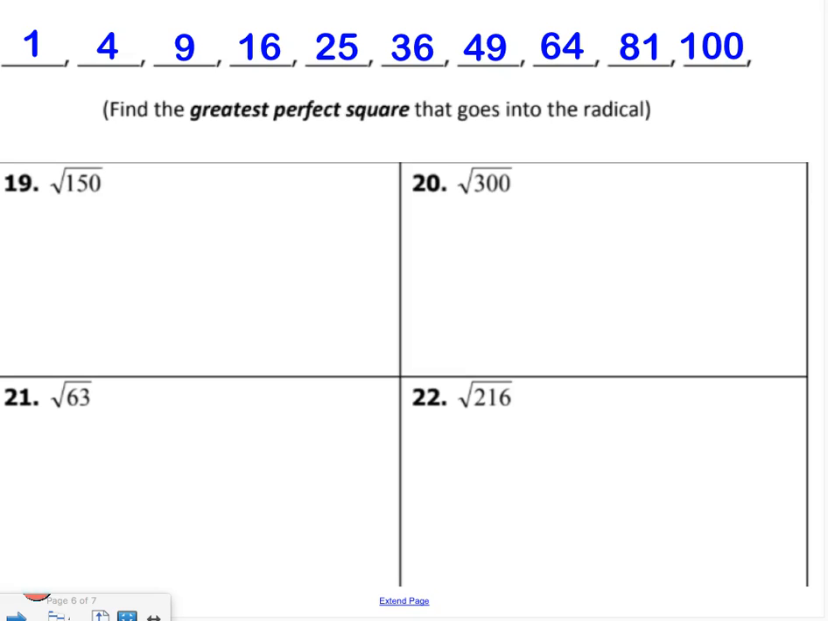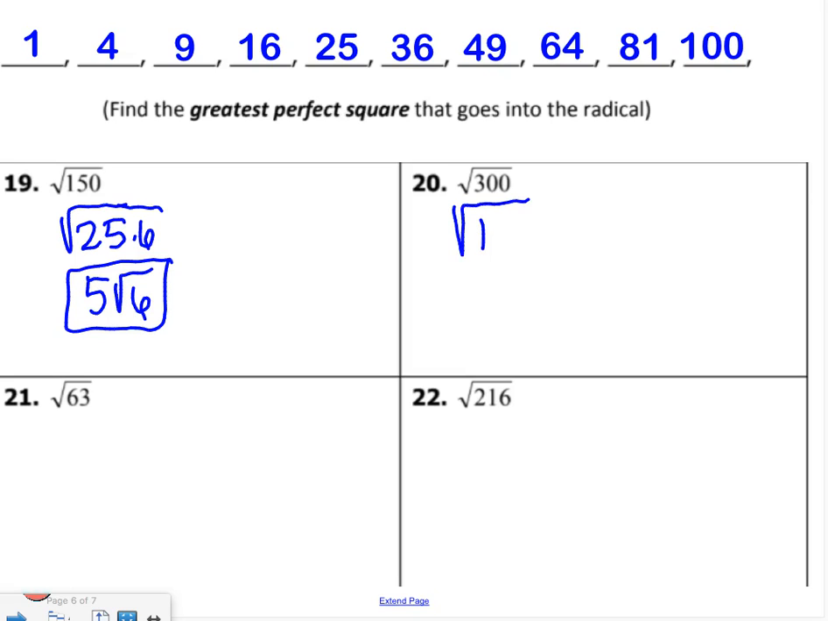150, I hope you're thinking of quarters. How many times does 25 go into 150? Well, it goes in there 6 times. Square root of 25 is 5. 6 is not a perfect square, so it is stuck under the radical. This should have been an easy one. Which one of those numbers evenly goes into 300? Well, 100 does. How many times? 3 times. Square root of 100? 10 root 3, because 3 is not a perfect square.